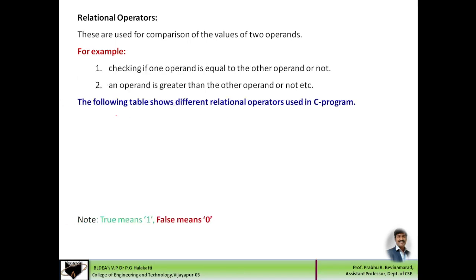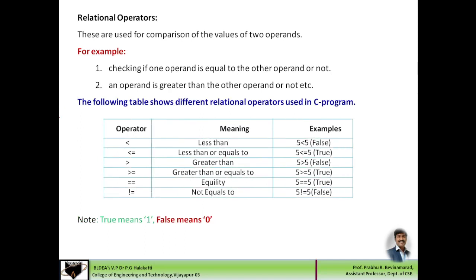So the following are different relational operators: less than sign, less than or equal to, greater than or equal to, like this. And this is for double equal to. So whether A is equal to B or not, for that we will use in C program double equal to for equality. And this is not equal to. So let us take a few examples.